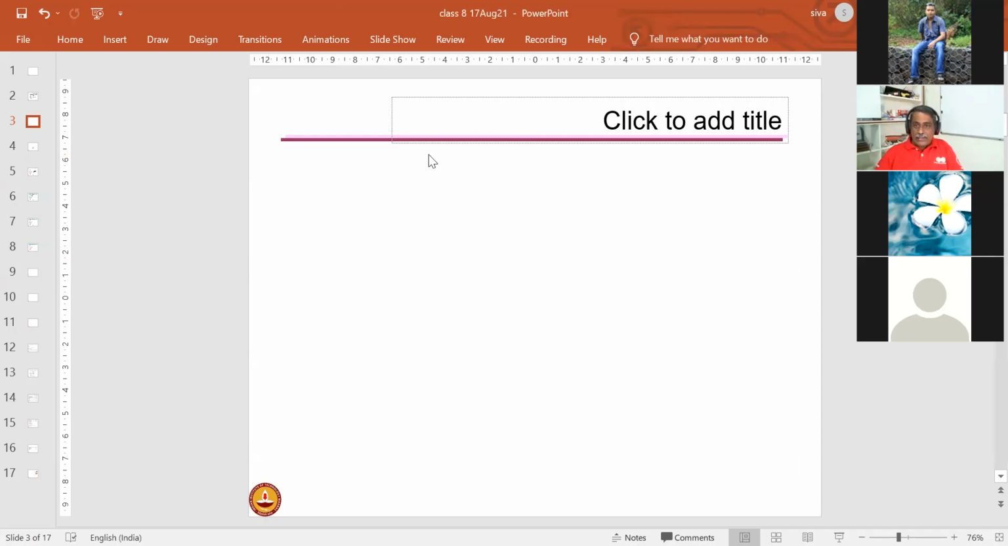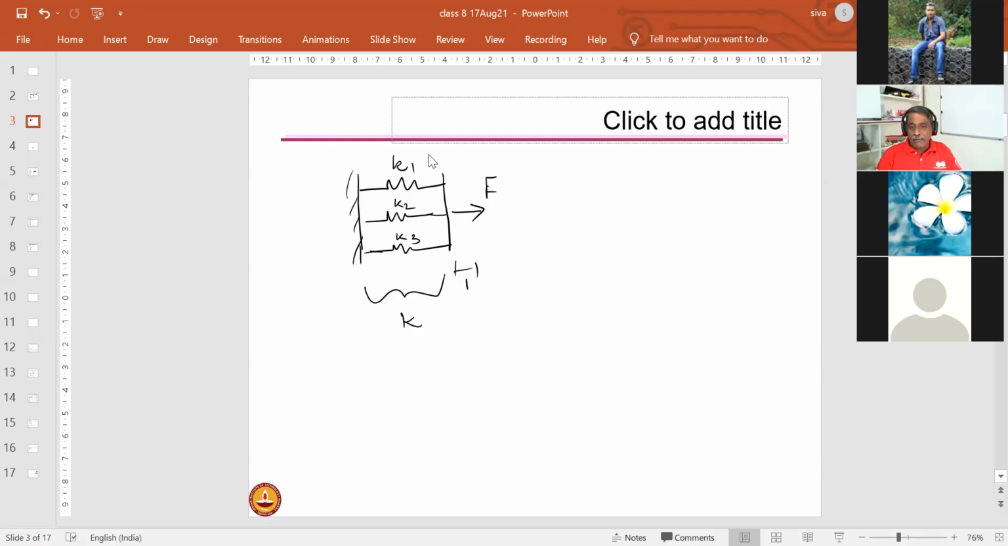On the buzzer, supposing I have like this, let's say K1, K2, K3, and I want to find the stiffness of this. How will I find out? On the buzzer, I want to find out the total effective stiffness. This K1 plus K2 plus K3. Fantastic.